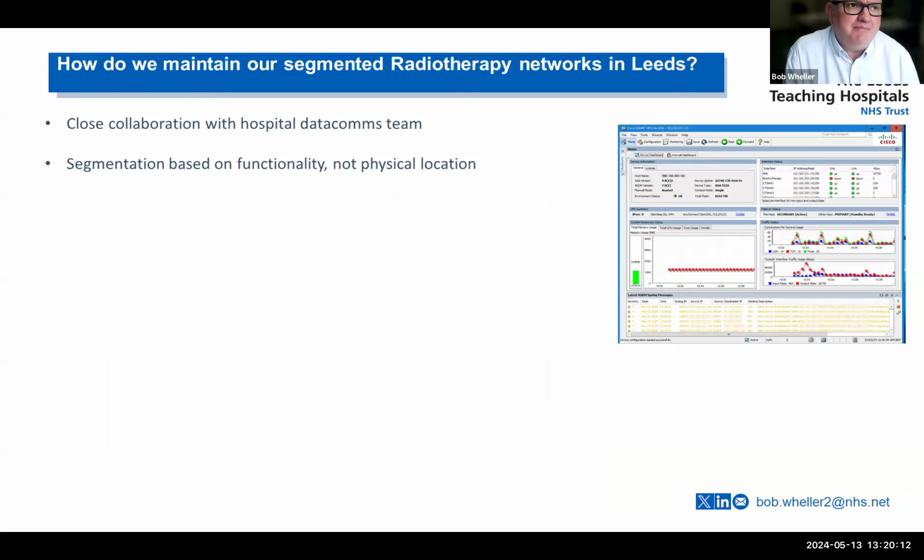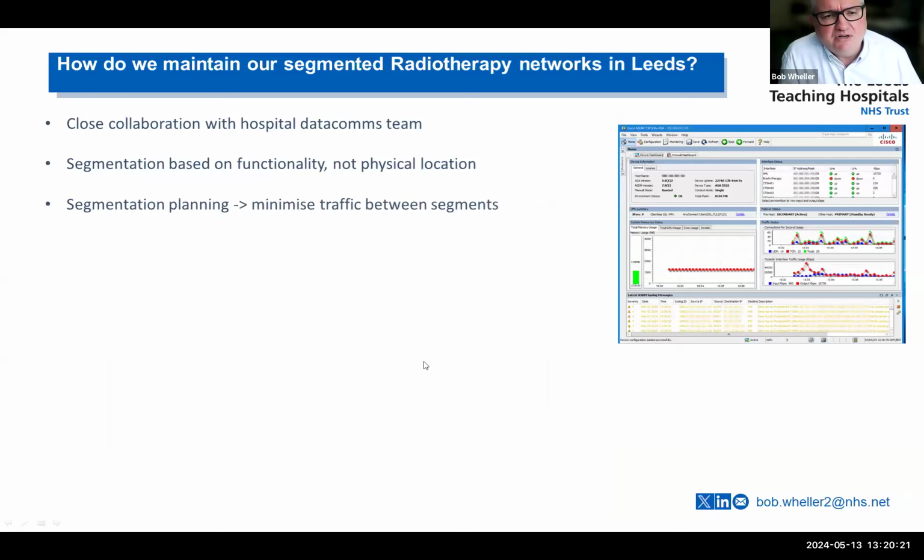On a bigger scale, it might be imaging modalities for radiology, and that might be a function to segment on. We certainly don't segment on physical location. When we do the segmentation, we put a lot of planning into it because we try to minimize the traffic. What we're trying to do is base the logic around the communication that's going on, so that most of the communication is not passing through the firewall, through the segmentation, and then the exceptions are passing through the firewall.